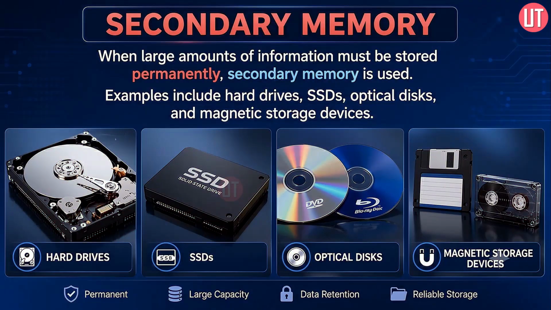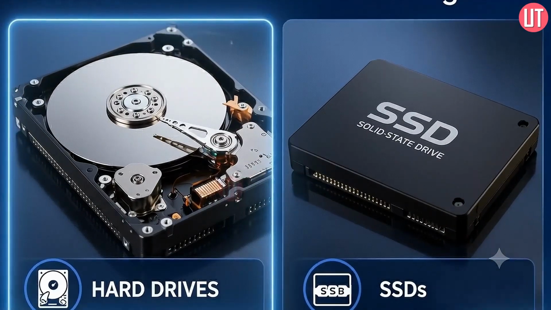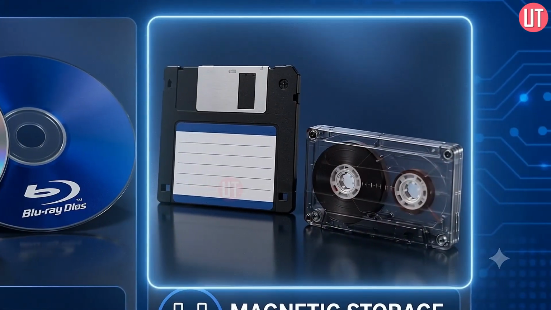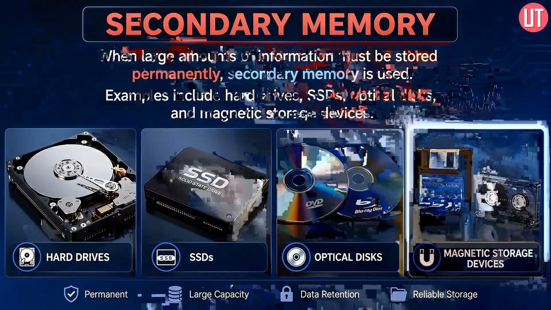When large amounts of information must be stored permanently, secondary memory is used. Examples include hard drives, SSDs, optical disks, and magnetic storage devices.